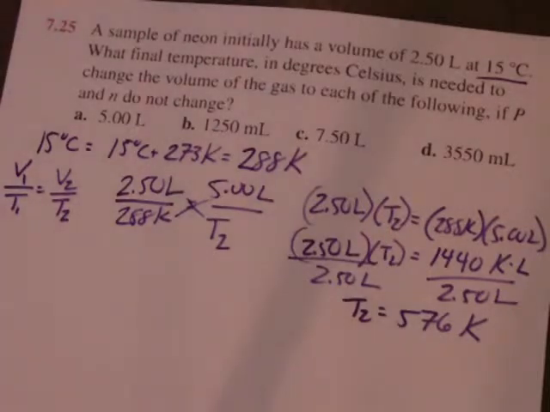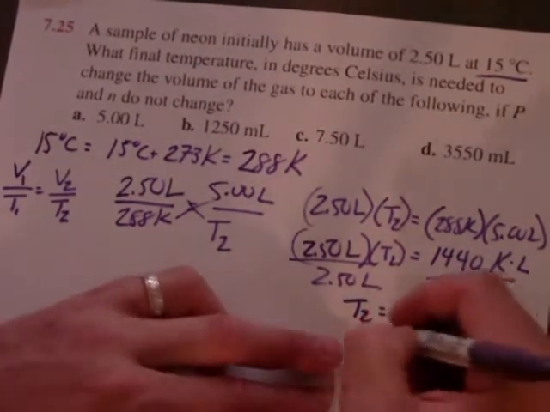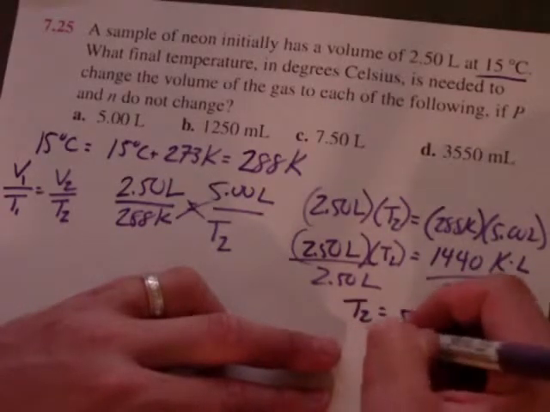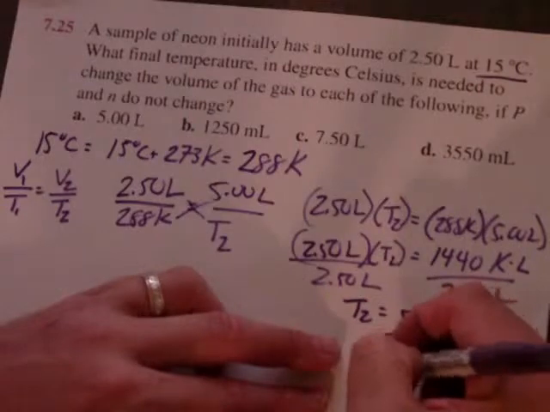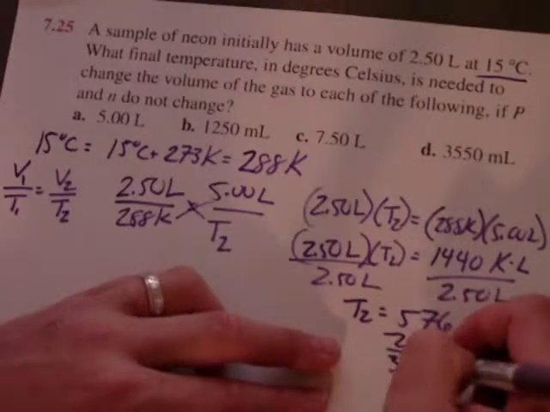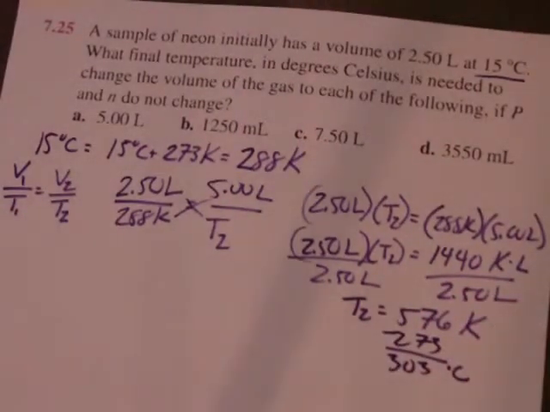I noticed that it asked for degrees Celsius, so we need to go back and subtract 273, and we get 303 degrees Celsius.